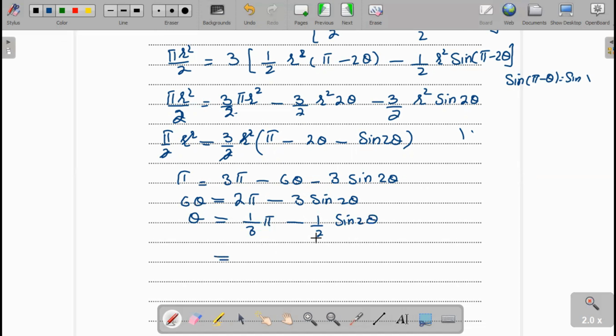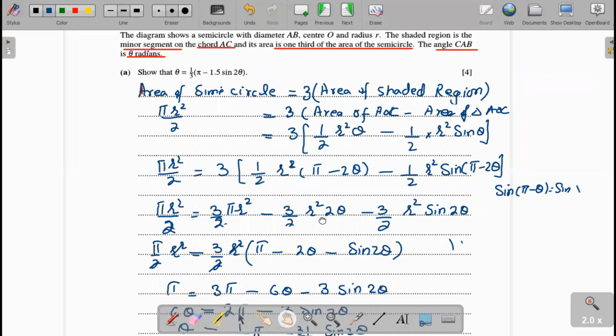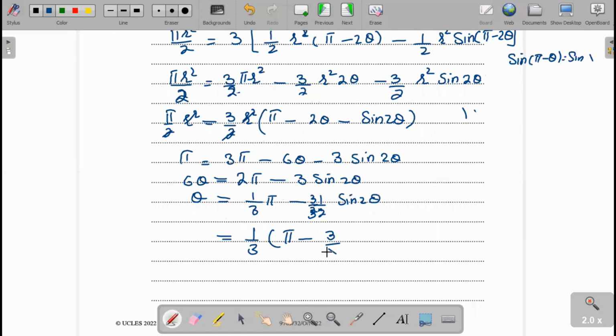Now we can write it as 3 over 3, because we can write 3 into 3 over 3. That 1 over 3 is taken as a common factor. That value will become pi minus 3 over 2 sine 2 theta. That value will be equal to 1 over 3 into pi minus 1.5 sine 2 theta. Here it's multiplied by 3 in the numerator and denominator to take 1 over 3 as a common factor. Therefore, we can write 3 over 2 sine 2 theta. This is the answer.